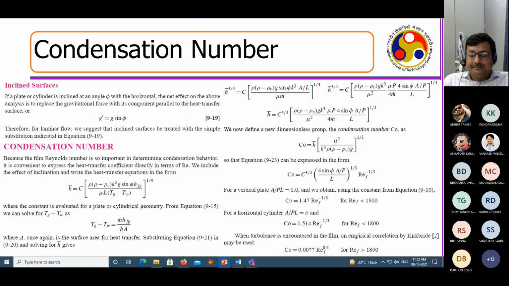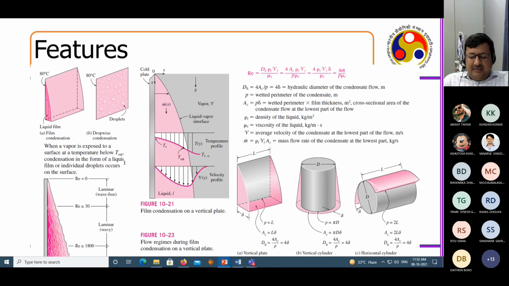So what was that A representing, or which area was it representing? A by P are all geometrical parameters. A is the area and P is the perimeter here, as I have described.